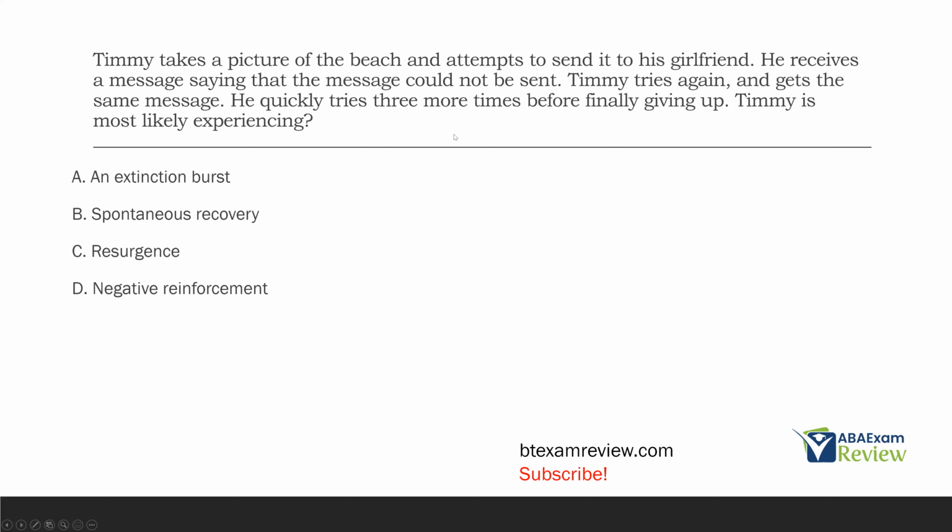So we know Timmy took a picture of the beach and wants to send it to his girlfriend. He receives a message saying that the message could not be sent. So typically you send your text message and the reinforcement is it goes through, right? It completes and then you get messages back, so on and so forth. This time the message did not go through. Timmy did not get his reinforcement. Reinforcement was withheld for sending the message. So what does Timmy do? He tries again. Then tries 3 more times very quickly.